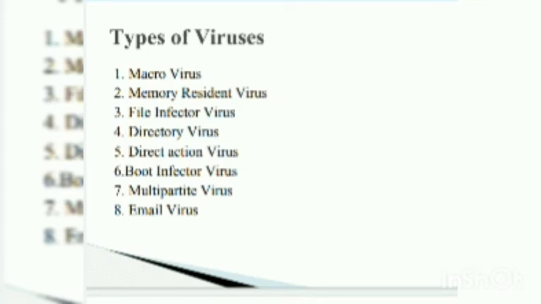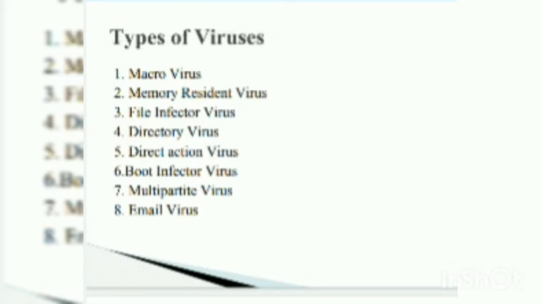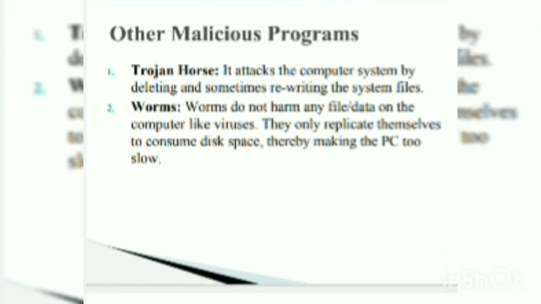Now next type of virus is email virus. An email virus is known to hijack a user's email account to replicate itself. It infects an email program such as Microsoft Outlook and gains access to its address book. Now we have discussed the types of virus.